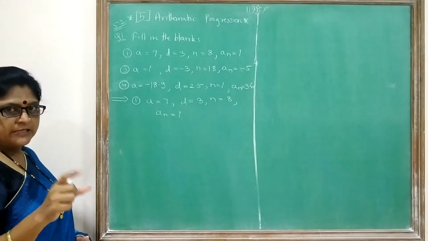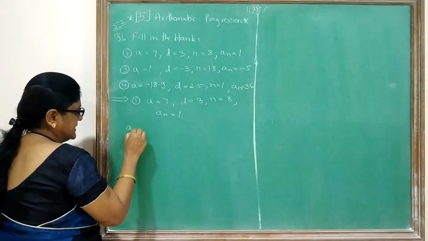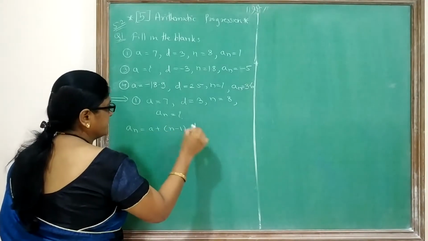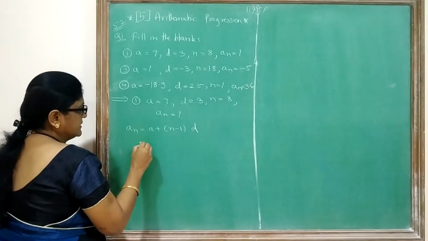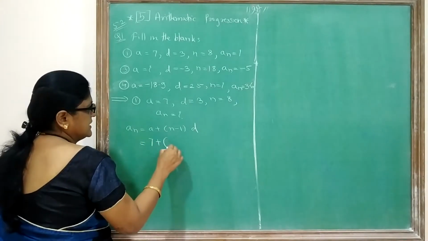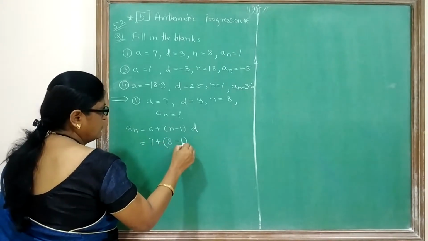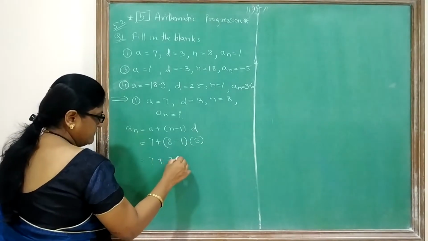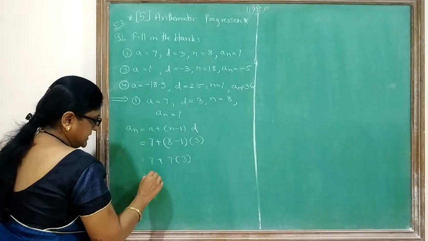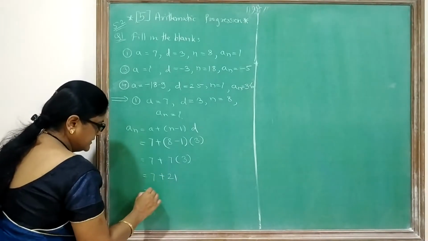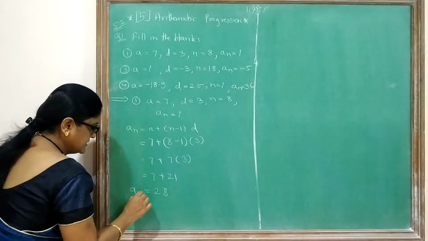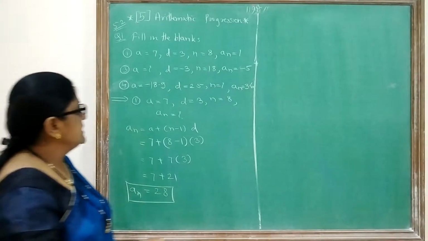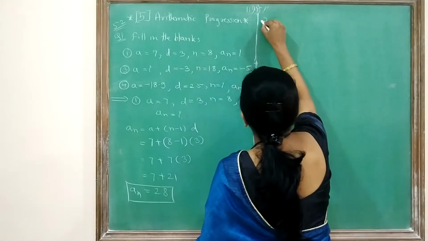Then first you will write your an formula, that is an equal to a plus n minus 1 into d. Then n is 8, a is given, 7 plus 8 minus 1, d is what? 3. Means 7 plus 7 into 3, that is 7 plus 21, then you will get 28. Means your first answer is 28. Then see the next, that is your third example.